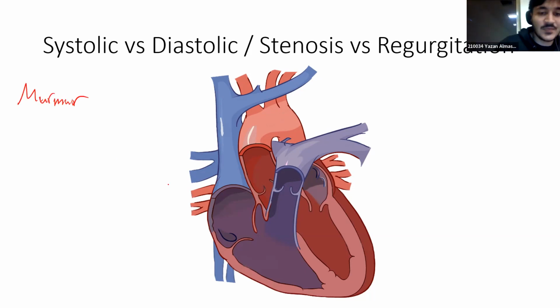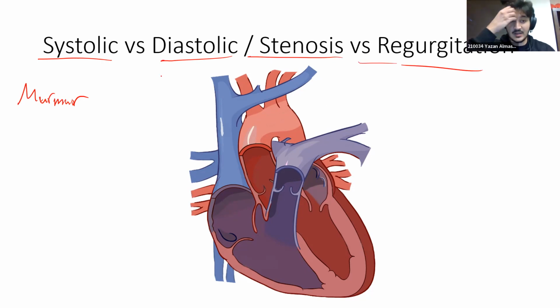A murmur can be either systolic or diastolic, and it could happen because of stenosis or regurgitation. Now, let's take it from the beginning. What is systole? Systole is when the ventricles have blood and they contract to push the blood out into the vessels. What's diastole? Diastole is when the ventricles are relaxed and the blood is going into the ventricles and filling them.